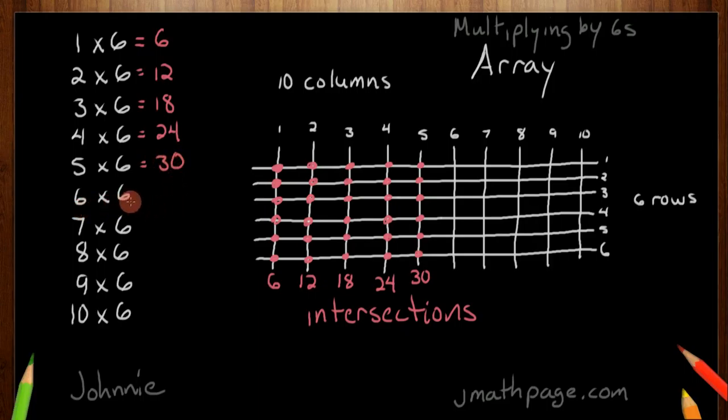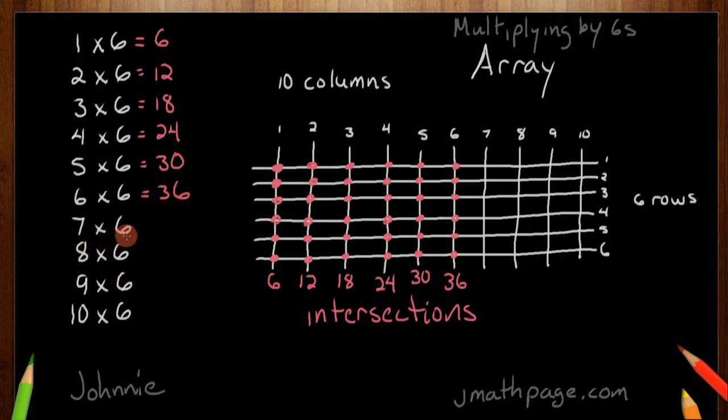What about 6 times 6? 6 columns, 6 rows. 1, 2, 3, 4, 5, 6. Mark all of our intersections here. 1, 2, 3, 4, 5, 6. Okay, let's count them on to what we had before. Here's 30, 31, 32, 33, 34, 35, 36. 36 intersections altogether. If we counted all of these intersections, we'd have 36. So 6 columns, 6 rows, 36 intersections.